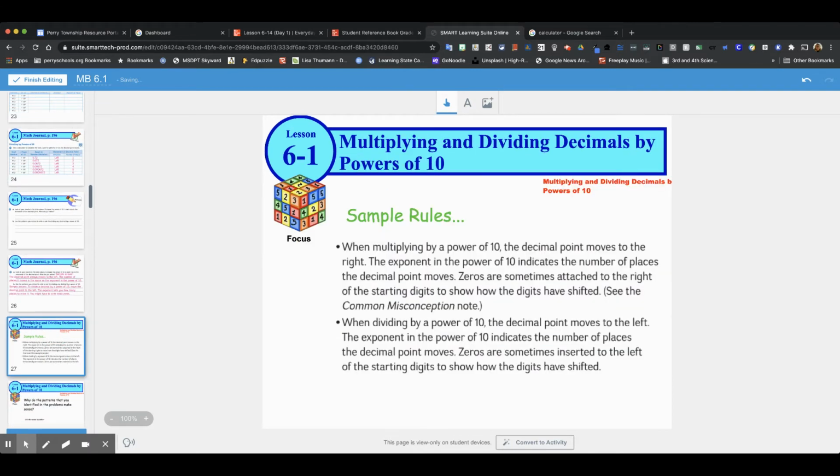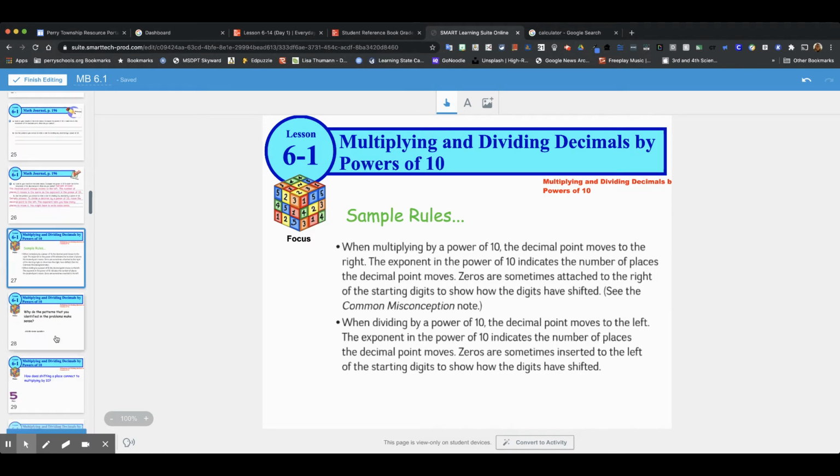Here are some other sample rules. When multiplying by a power of 10, the decimal point moves to the right. The exponent in the power of 10 tells us the number of places the decimal point moves. Zeros are sometimes attached to the right of the starting digits to show how many digits have shifted. You can also look up common misconception note. And when dividing by a power of 10, the decimal point moves to the left. The exponent in the power of 10 indicates the number of places the decimal point moves. Zeros are sometimes inserted to the left of the starting digits to show how digits have shifted.